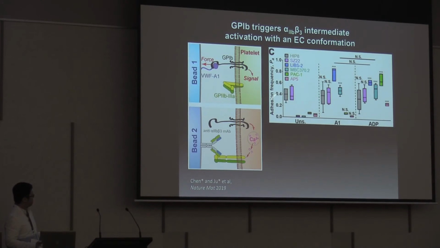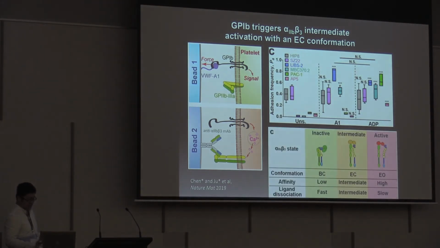Then we apply the same conformation reporter antibodies as we showed at the beginning, a series of conformation-recognizing antibodies. What we found is that, in response to mechanical stimulation, integrin binds to half of these antibodies, those that recognize extended-closed conformations, whereas the agonist-stimulated platelets can bind to all of these antibodies. This indicates the integrins on those platelets are fully activated.